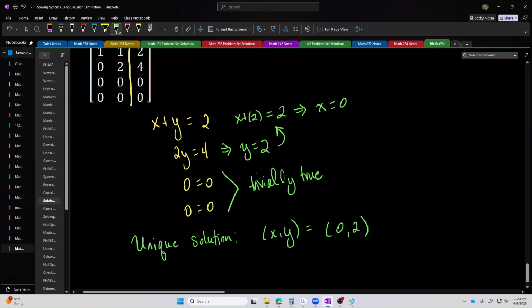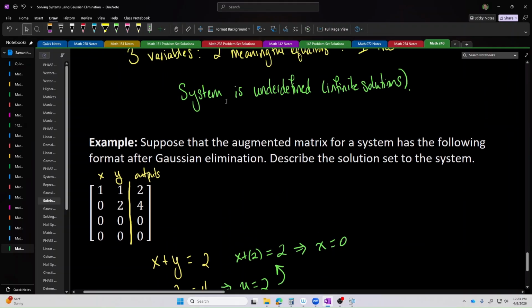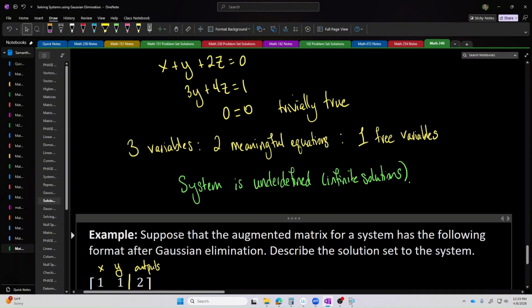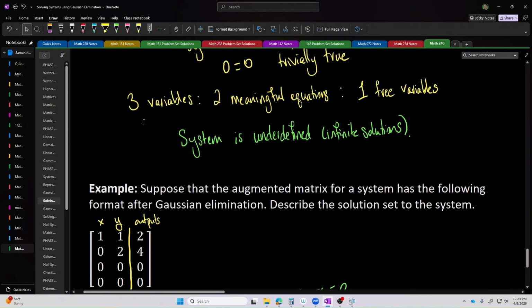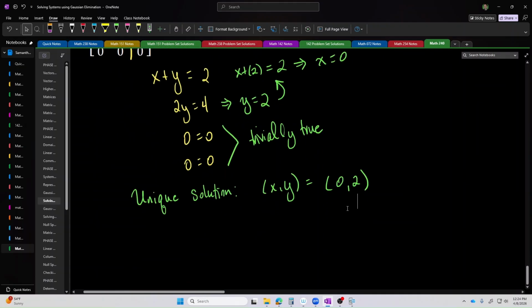So a row of zeros doesn't automatically correspond to an underdefined system. It really is about how many variables you have and how many meaningful equations you have that are placing restrictions on those variables. If you have more variables than you have meaningful equations, then you have some free variables that you can manipulate at will. But if you have the same number of variables as you have meaningful equations, then that will pin down one specific unique solution to the system.